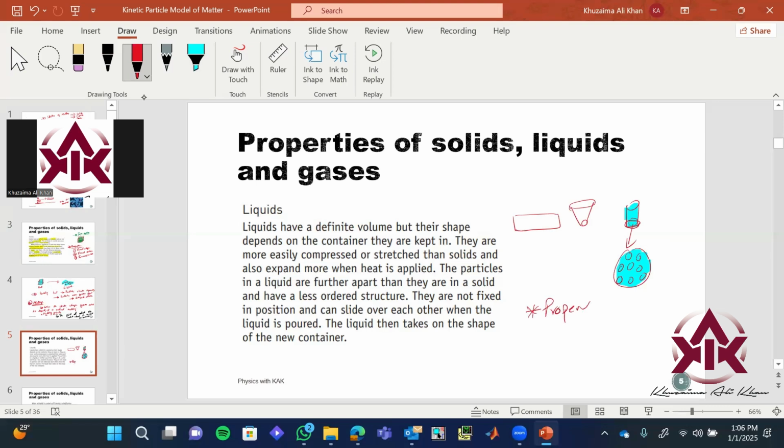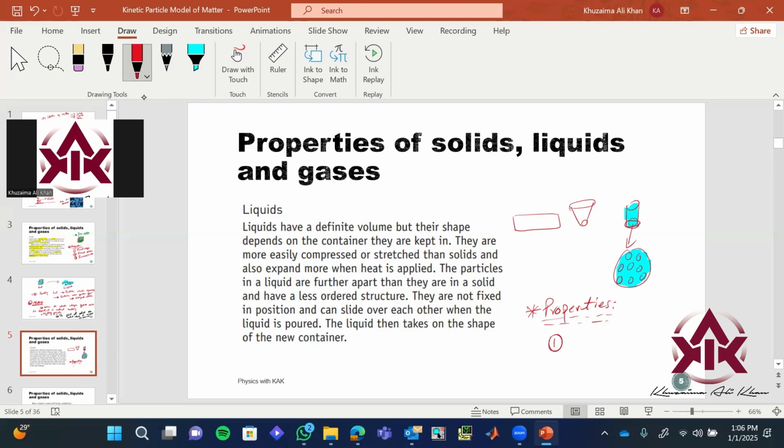These properties basically dictate what processes they can go through. Liquids are used as lubricants. They are used for combustion. They are used for cooling. They are used for, let's say, producing electricity. Different states have different utilities, right?